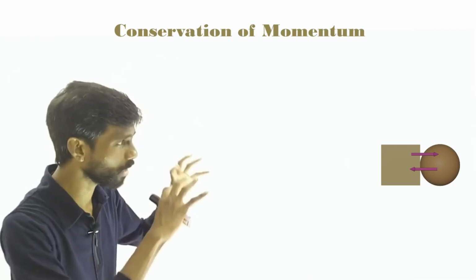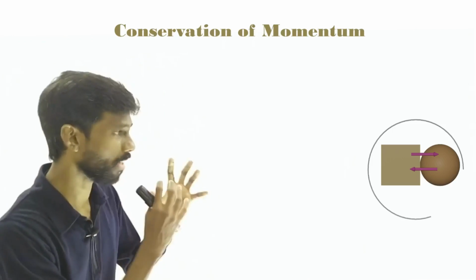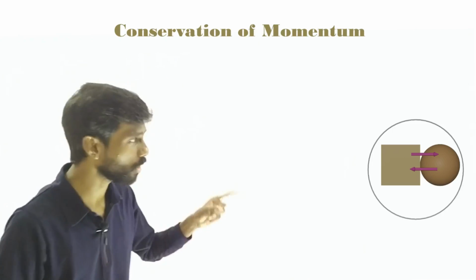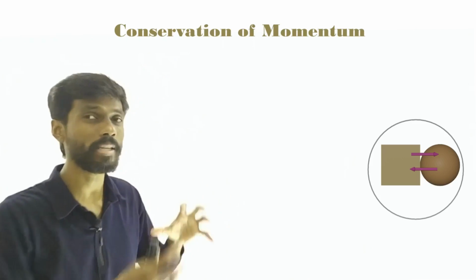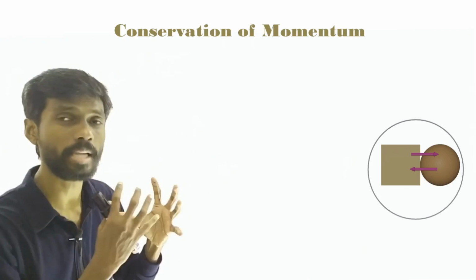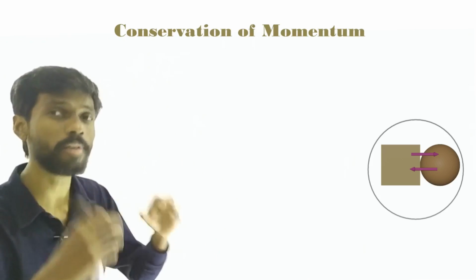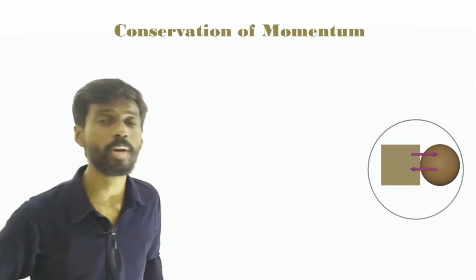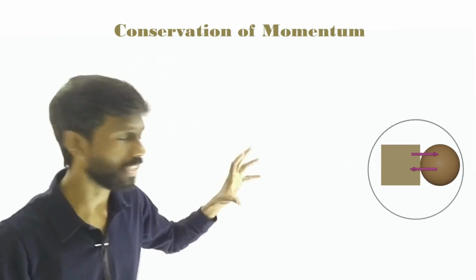But if you put these two objects together and consider them as one system, then it is an isolated system, because these two forces are now internal forces between these two objects, which are part of the system only. So this whole thing is an isolated system. You put these two objects together, so these forces become internal forces. So it is now an isolated system. No external influence, only internal forces.